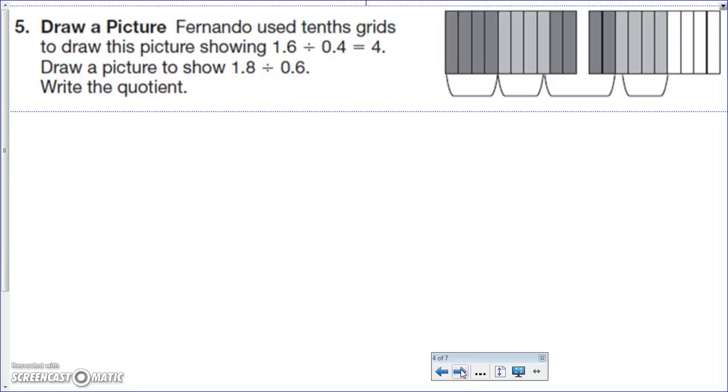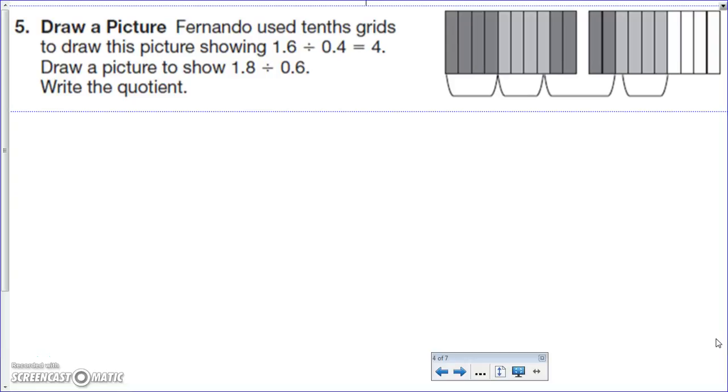For 5, draw a picture. Fernando used 10th grids to draw this picture showing 1 and 6/10 divided by 4/10 equals 4. And you can see he drew out 2 boxes, divided them into tenths, and shaded them in groups of 4/10. And we can see there are 4 groups of 4/10 there. So we're going to draw a picture to show 1 and 8/10 divided by 6/10.